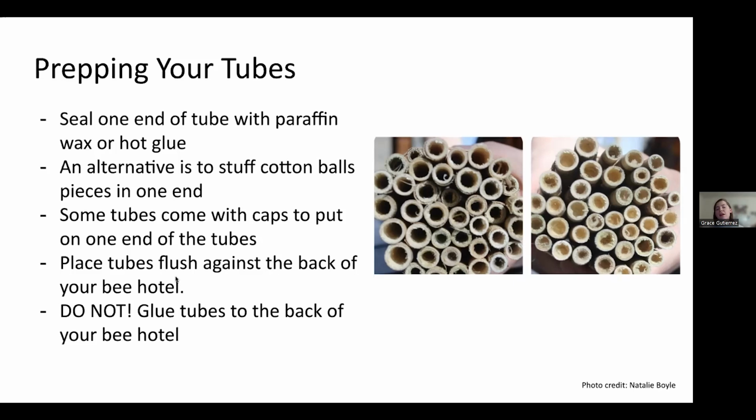Another layer of protection is to place the tubes flush against the back of your bee hotel. Remember in the previous slide where the bee hotel had a back, you just want to push your tubes all the way against the back. That's just another level of protection that helps keep things that we don't want getting our baby bees out.